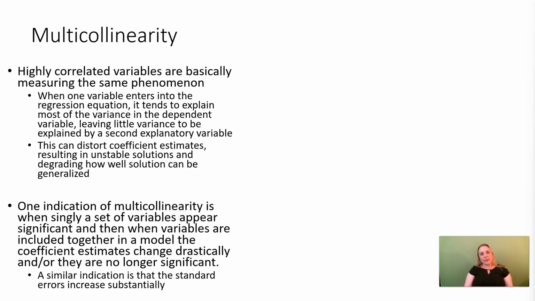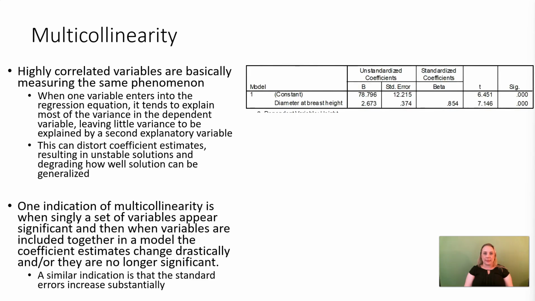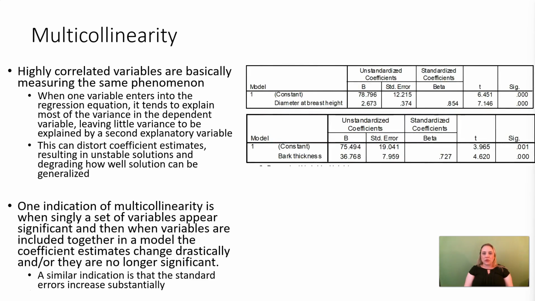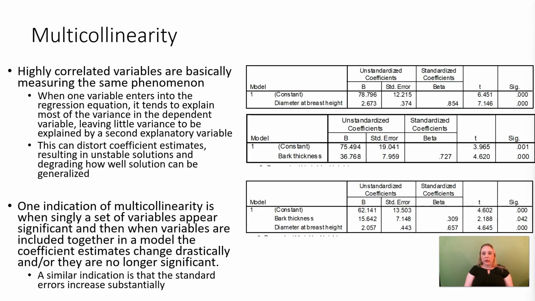So when we're talking about multicollinearity, this is looking at variables that are basically measuring the same thing. If I look at the model where I just have diameter at breast height versus the model of bark thickness, you see that our significance values are about the same. Our t-tests aren't that much different. And we see some different values for our slopes, but that also makes sense due to the scale of the predictor variables that we have.